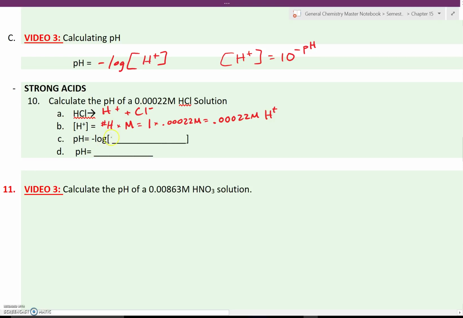And so now that's what we use in our pH equation. So we have pH is equal to negative log of 0.00022 molar. And when we plug that into our calculator, we get a pH of 3.66.